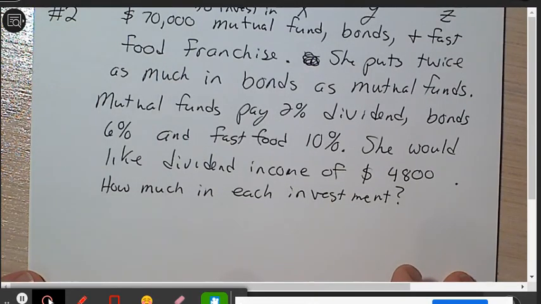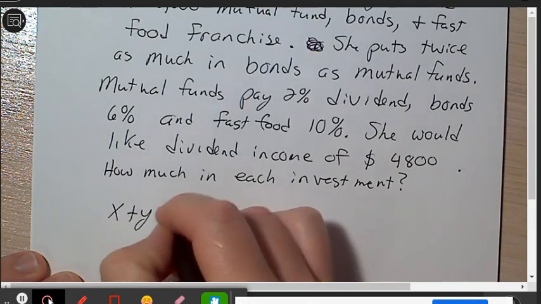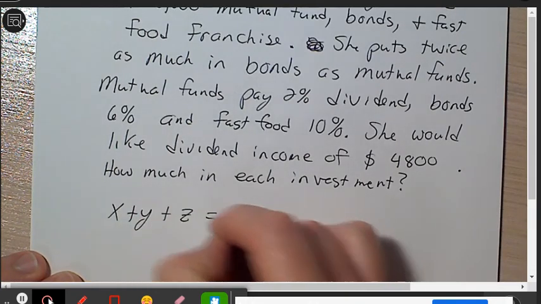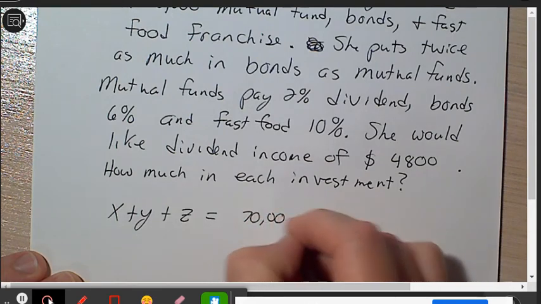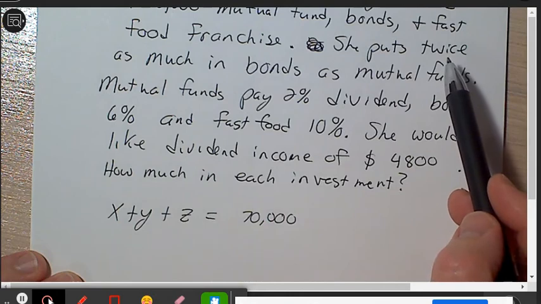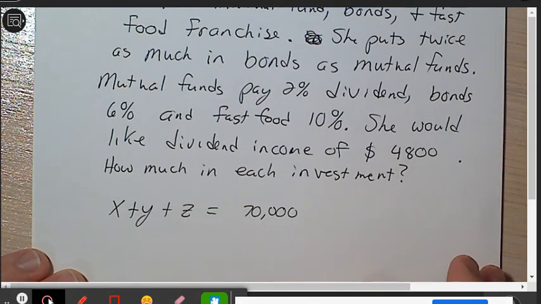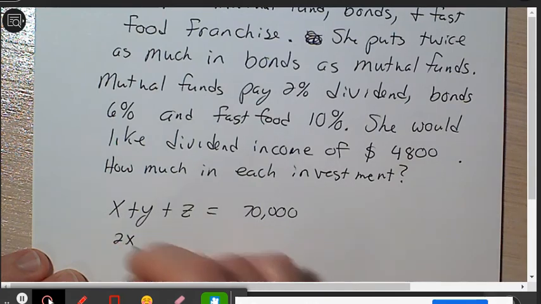She has $70,000 to invest, so we've got X plus Y plus Z would equal $70,000. She's putting twice as much in bonds as mutual funds, so that's just like the last problem where we're doing the twice as much here. So whatever mutual funds is, which is X, 2 times X would equal Y.